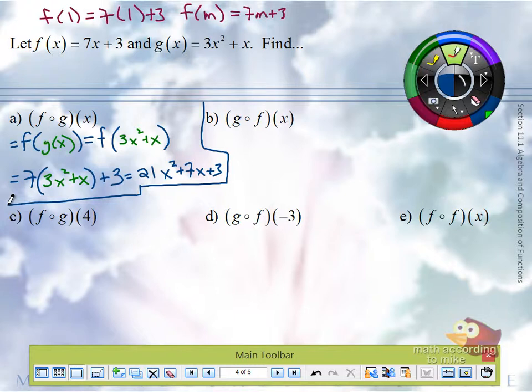Do I set this equal to 0 and solve for x? No. Do students do that? Yes. Don't do that. There's no equation here. The equal sign says this is your definition.